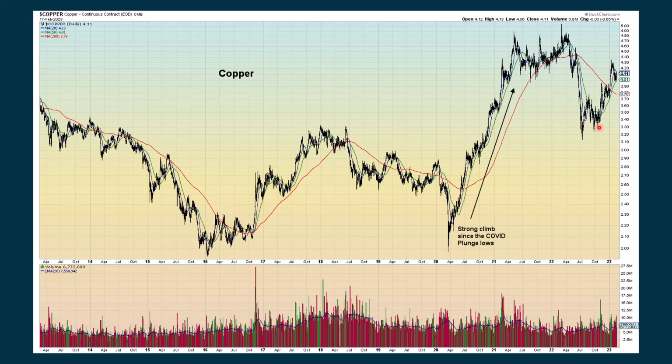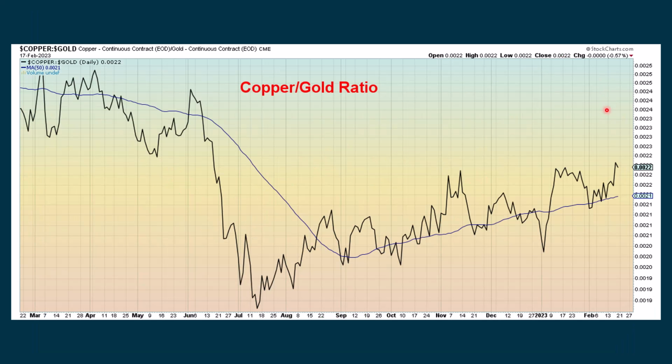Copper, we'd like to look at this. When copper prices are going up, that generally means good economic forecasts going forward. If copper is going down, that means the opposite. We had a recent golden cross here, and copper's been bouncing all around, but it's still in an overall uptrend. The copper to gold ratio just shows how copper has been outperforming gold.